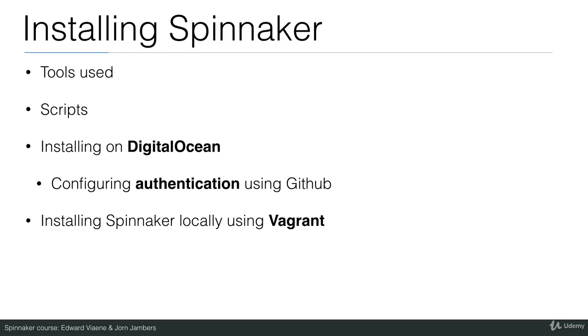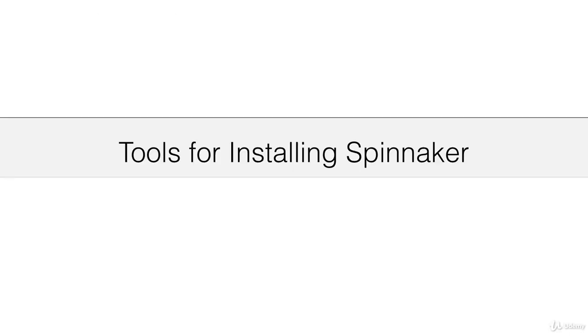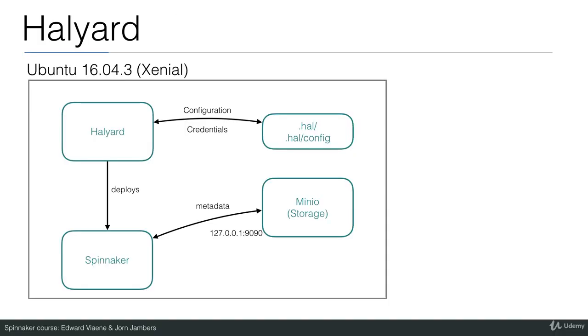We're also going to be installing Spinnaker locally using Vagrant. The tools for installing Spinnaker. To install Spinnaker, we'll be using Hollyart. Hollyart is a tool to configure, update and install Spinnaker. Hollyart is created to install Spinnaker more easily.